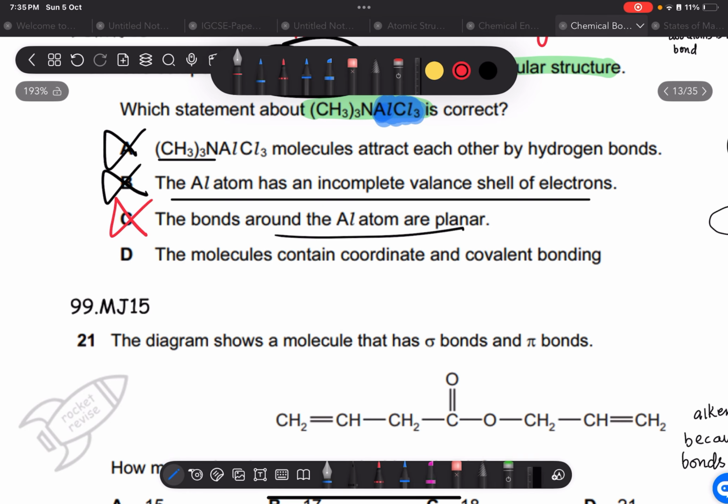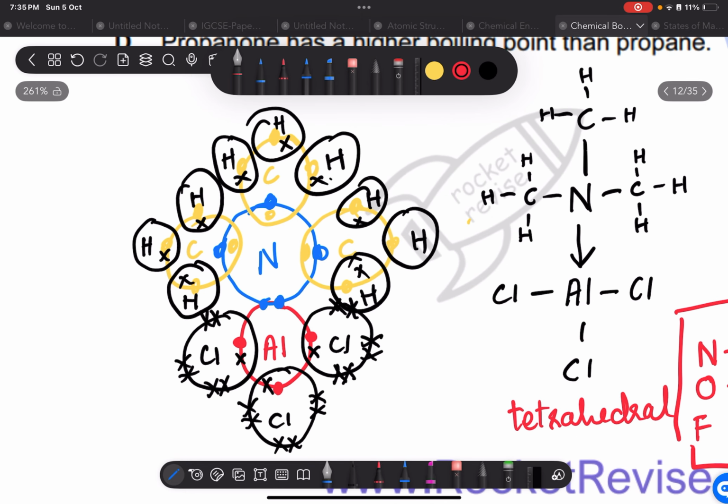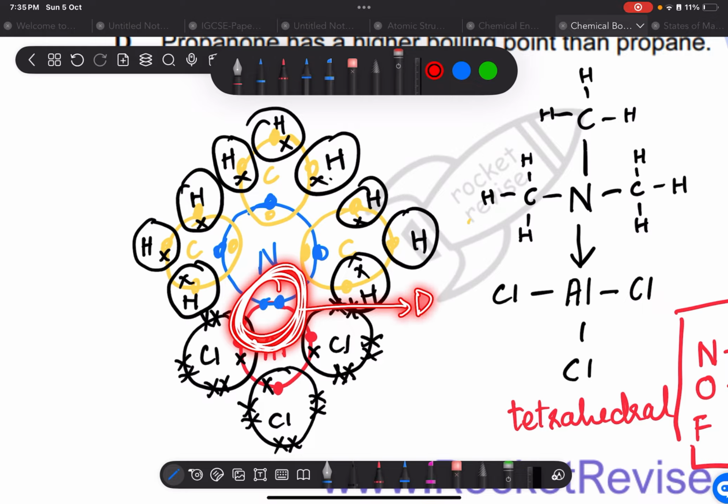The last option, the molecule contains coordinate and covalent bonding. That's correct. Firstly, there's covalent bonding in the molecule. This is a covalent bond, these are all covalent bonds. And between aluminum and nitrogen, there is a dative bond, which is also called a coordinate bond. So there's a coordinate bond as well.